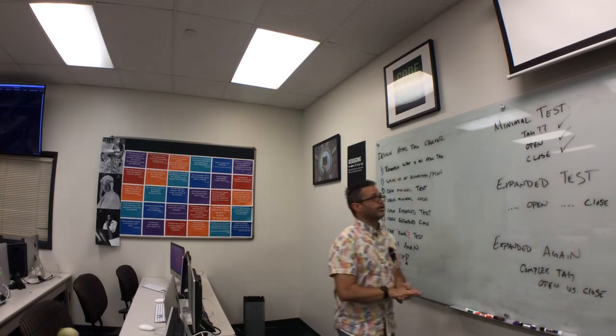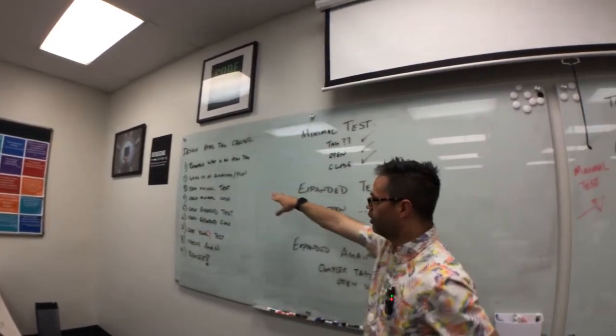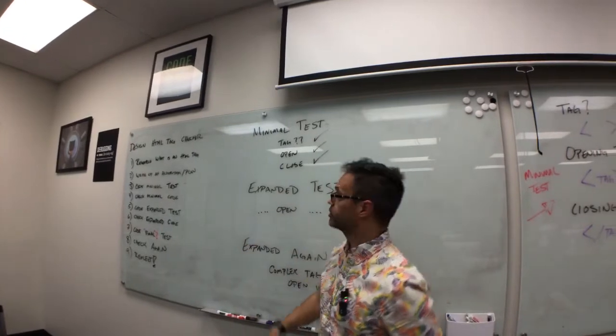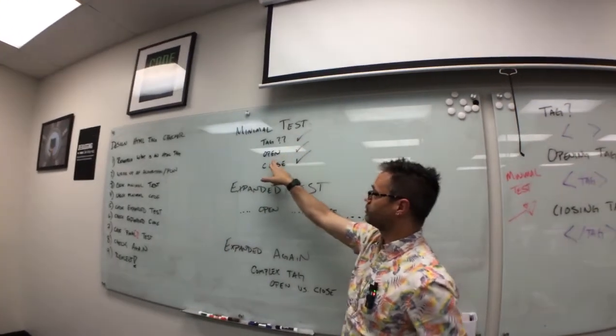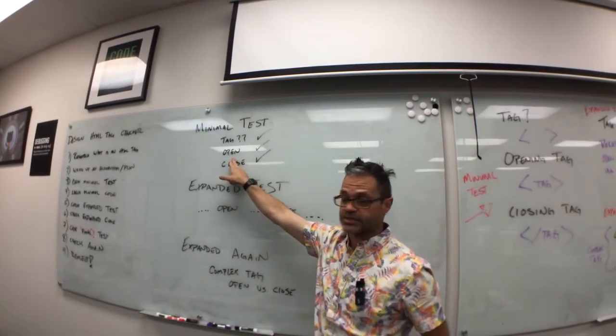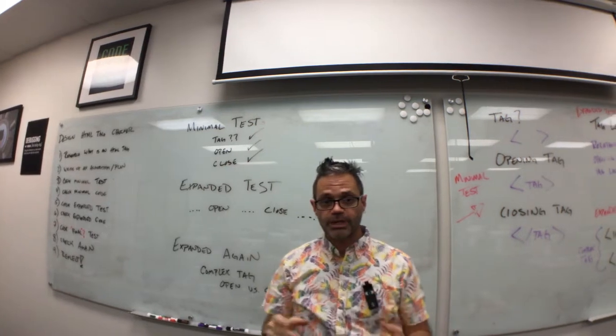So let's take a look over here and look at the idea of what a minimal test is for HTML. These are the 3 tests I came up with for running my HTML checker project. So the first test is: is there a tag? Okay, check that off. Is there an opening tag? Yes, check that off. Is there a closing tag? Check that off. So we're identifying the 3 minimal components.